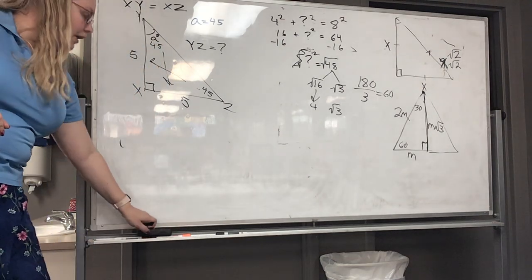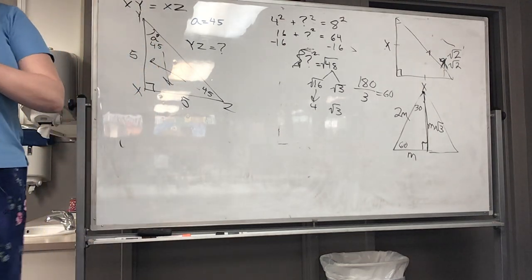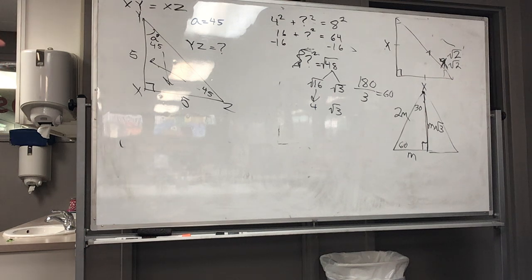And so this is the other special relationship. It always happens with 30, 60, 90 triangles, that you have the short side, the hypotenuse is double that short side, and the in-between is the short side times the square root of 3. No matter what number you started with, it always follows that same pattern.